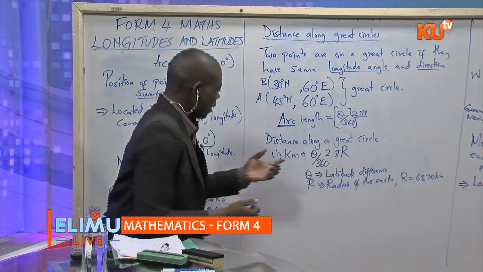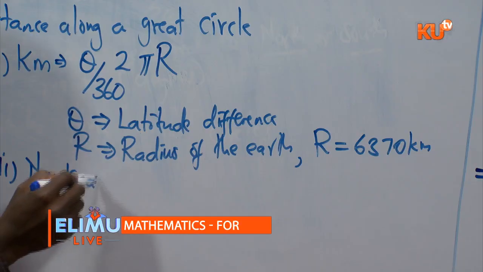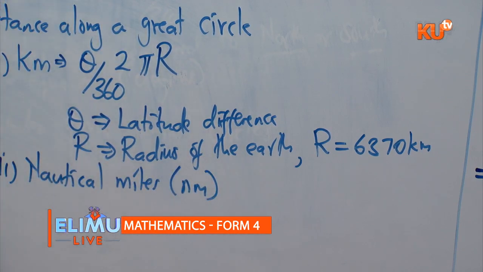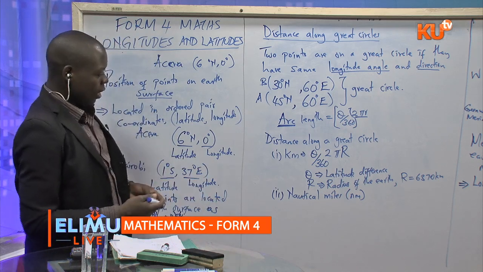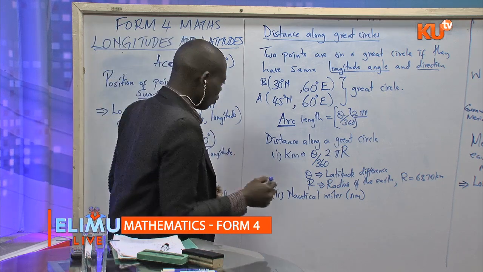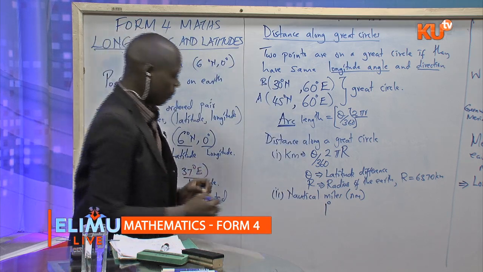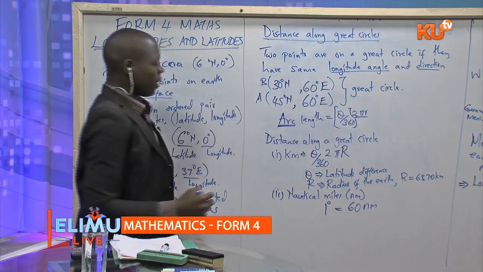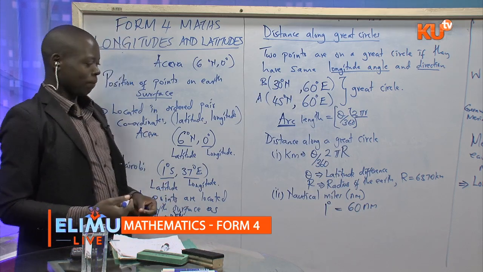Then we have a second unit of calculating distance we call nautical miles, nm. A nautical mile is simply a unit that we use to calculate the distance covered, the longest distance covered by ships and aeroplanes. And so in this case, we talk about the subtension of 1 degree. For every 1 degree difference in the latitude, we cover 60 nautical miles. So that is the conversion that we are going to use, that for every 1 degree change, we will be able to have 60 nautical miles.